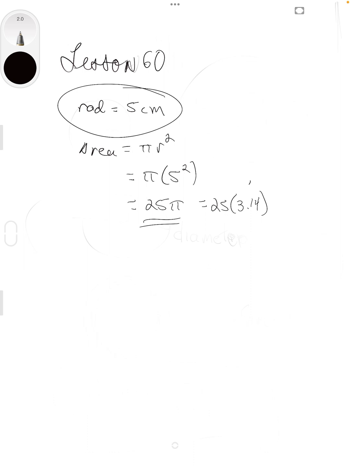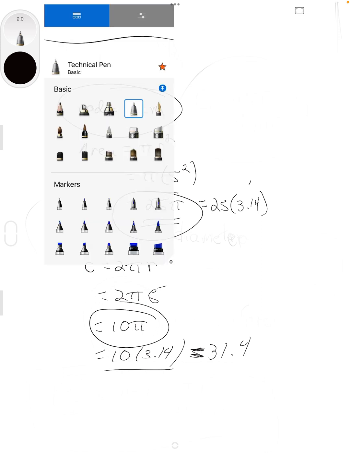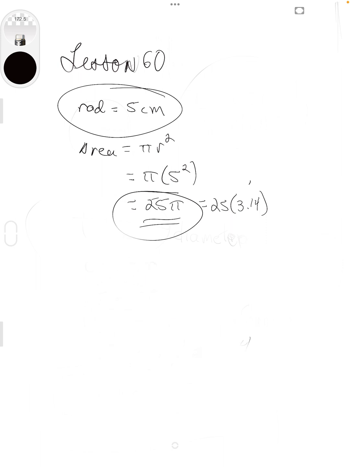If I ask, what's the circumference if the circle is that? Well, the circumference is equal to 2 pi r, or 2 pi times 5. So it is 10 pi, which is 10 times 3.14, or 31.4. Again, this is a good enough answer. So that's all you'll have to do: they'll give you a radius, or they'll give you a diameter, in which case the radius is half of that, and they'll say, find the area, find the circumference. That's lesson 60. Pretty easy. Let's move on to lesson 61.